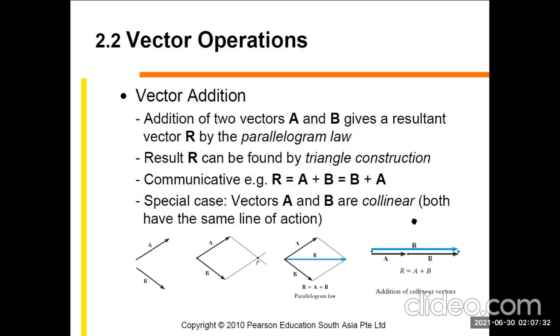So if A and B are collinear, put the tip of A on the tail of B, and then from the tail of A to the tip of B is your resultant vector. So this is the parallelogram law.